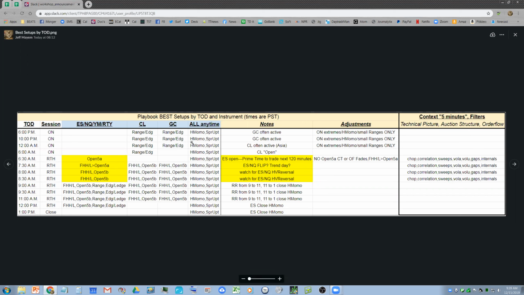Well, the thing that works all the time is HMOMO. And guess what? Springs and up thrusts work too. They work any time of the day or night as long as you follow the rules. The rules of springs and up thrusts are really, really simple. There's only one. Does anybody know what it is? Please post it in the chat.